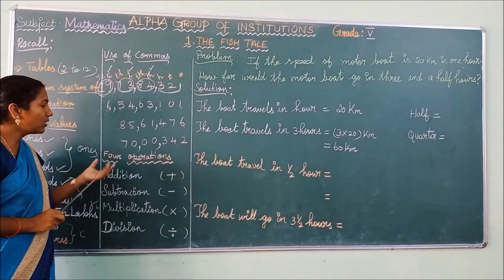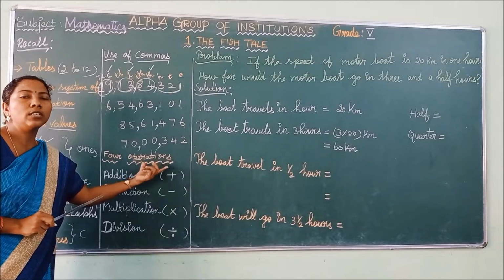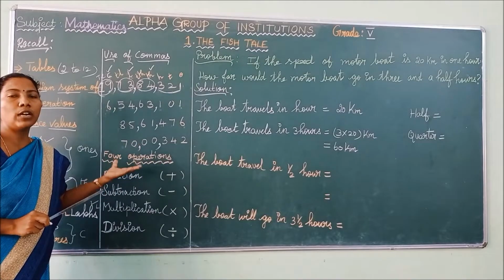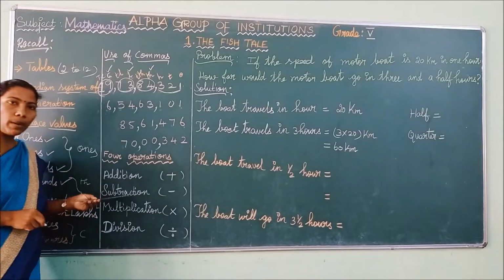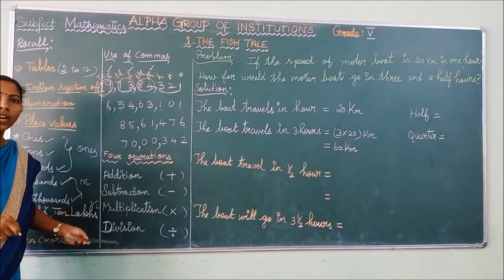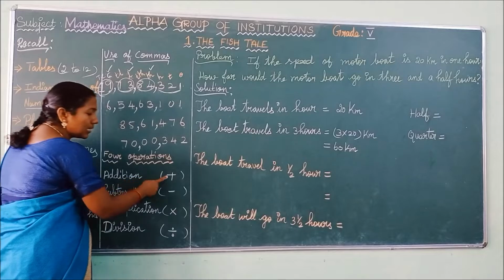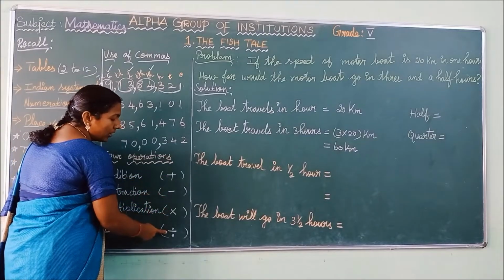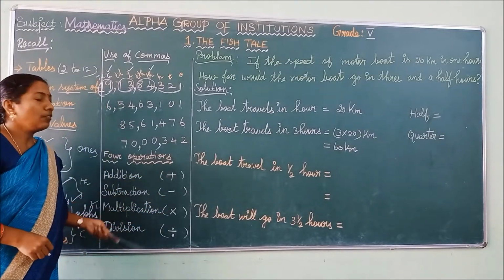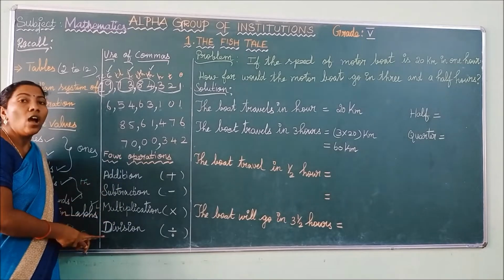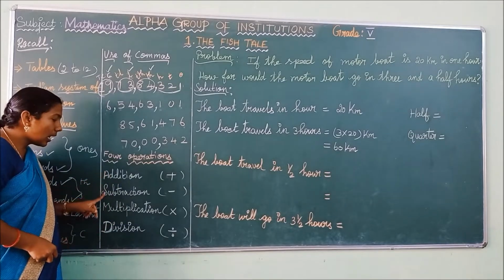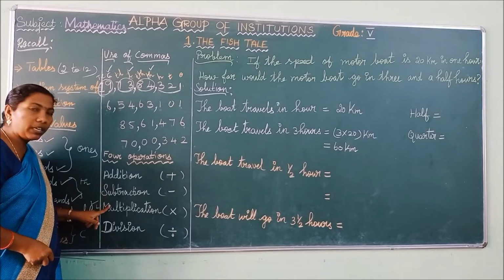Okay. Next, what are the 4 operations? What are the 4 basic fundamental operations in mathematics? Yes. Addition, subtraction, multiplication and division. So plus, minus, into, divide symbol. These are the symbols we are using to denote these operations. These are called operations: addition, subtraction, multiplication, division.